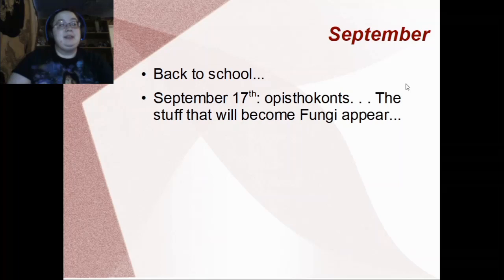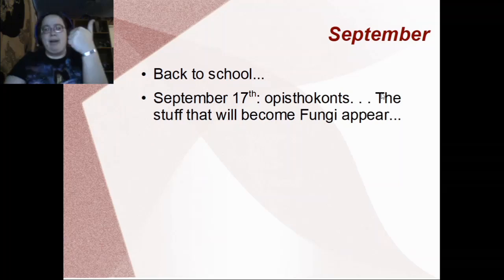Opisthokonts, the stuff that will eventually become fungus. Fungus is one of the oldest living creatures on the planet. Fungus is really weird. It's not a plant. It's not an animal. It's its own kind of thing. It makes all scientists scratch our heads because some of them are the largest living organisms, and they're also the oldest living organisms on the planet. Cool. All right. So we've got our first eukaryotic cells. We've got the beginnings of fungi. Well, what's next? Wow, wow, wow.